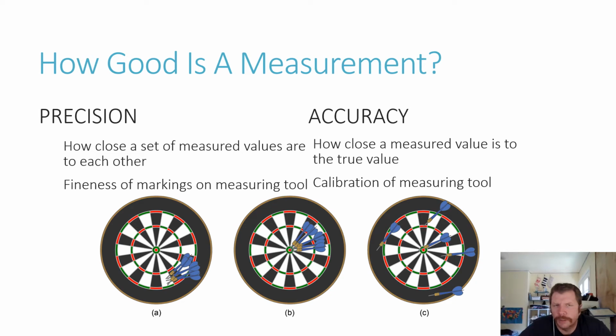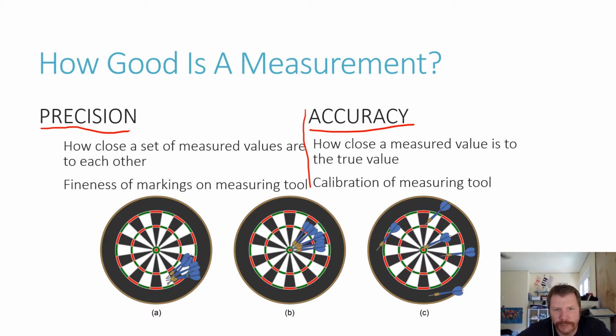Now, in any sort of science course, you're going to be taking measurements, and we always want to evaluate our measurements to determine a couple of different things whenever we're looking at those numbers. The two most important measurements, I would say, are precision and accuracy. Precision looks at how close a set of measured values are to one another, and basically the fineness of markings on a measurement tool. Accuracy, on the other hand, is how close a measured value is to the true value. And it's going to tell you a little bit about the calibration of a measuring tool.